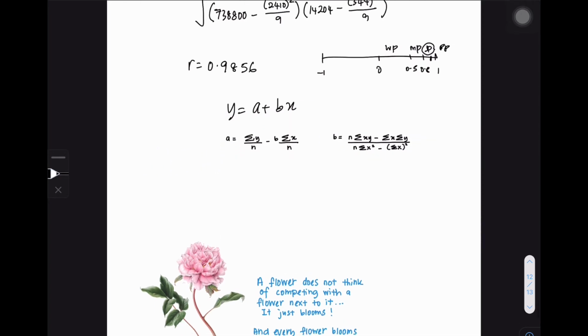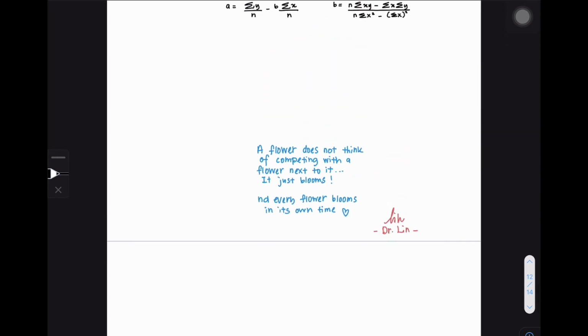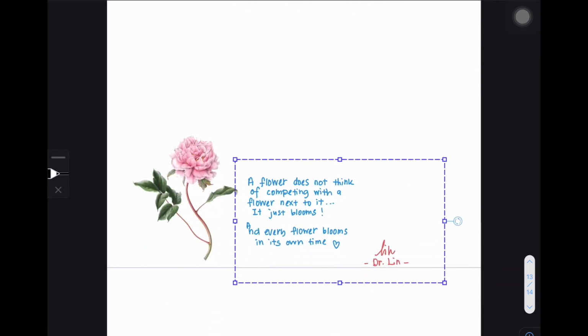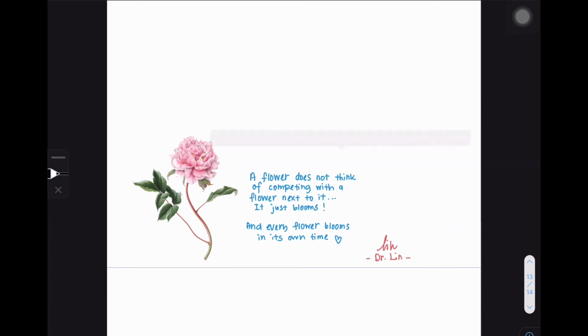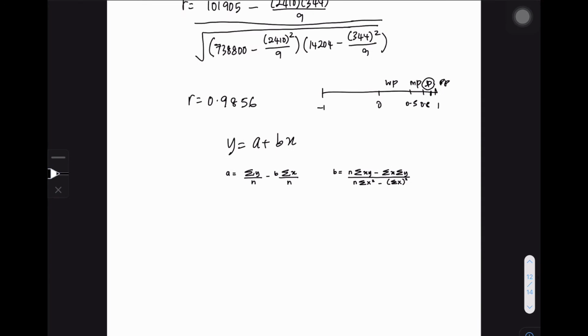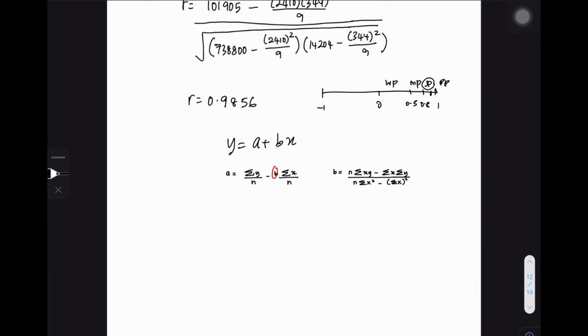So kita hanya perlu menggunakan formula sahaja. Tapi untuk kita cari nilai A, kita perlukan nilai B kat sini. Means that you need to find what is the value of B first. Okay, so value of B, n.